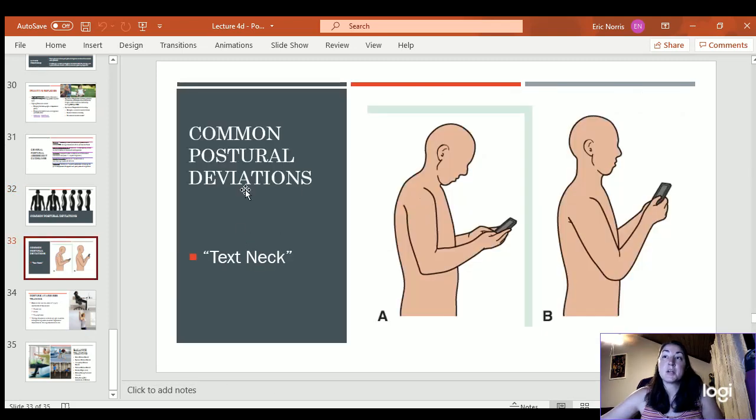All right, so one of the common postural deviations these days is text neck, where you're always looking down and begin to develop some tightness in the front, some weakness in the back. So, of course, look at that with some of your patients with muscle imbalances of the neck.